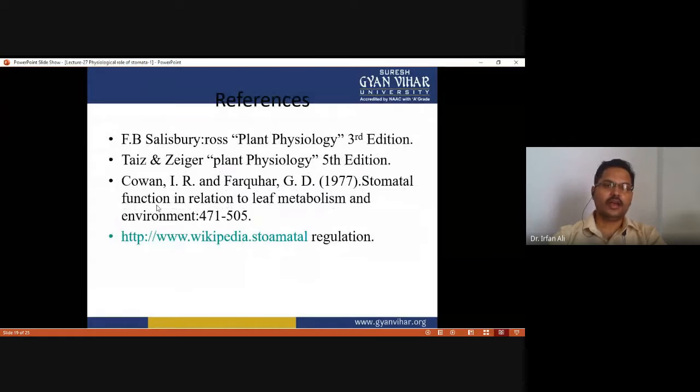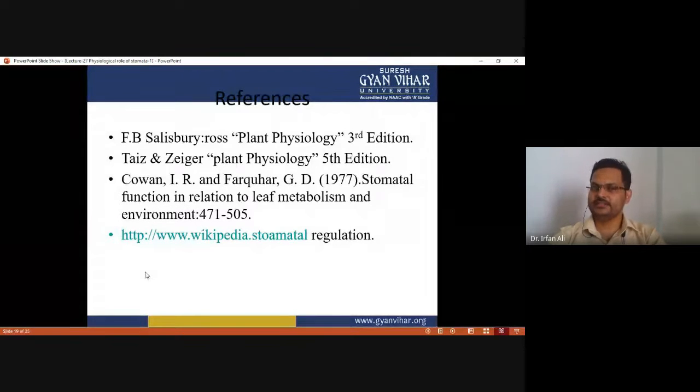And these are the references which we used to prepare this slide. This is the book Plant Physiology, and this is another book of plant physiology, Taiz and Zeiger. You have to read the content from these books. And this is a research paper, stomatal function in relation to leaf metabolism and environment. Some parts were taken from this source.